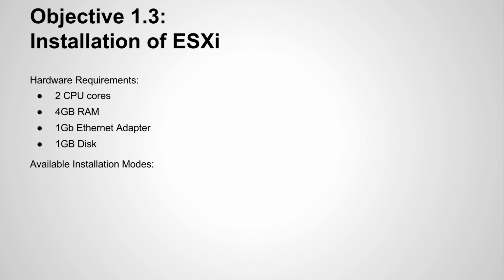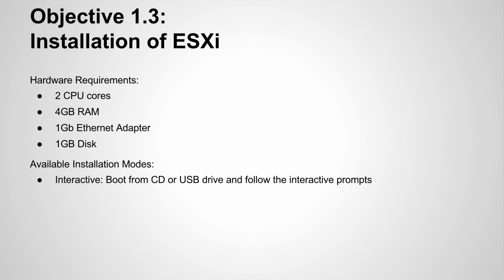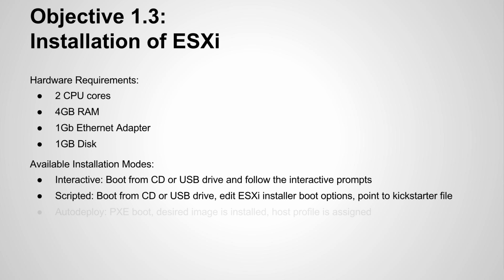So looking at the actual installation modes, there are three main modes. This is your interactive mode, where you're booting from a CD or USB drive and just following it through the prompts. The scripted option is still there, still awesome if you hate auto deploy like some of our hosts feel. On the scripted install, you're still booting from a CD or USB drive. Then you're hitting the installer boot options, and you can either manually point it to a Kickstart file, or you can modify the boot config file itself in the ISO when you create it, and point that at a file that can be on the ISO itself.